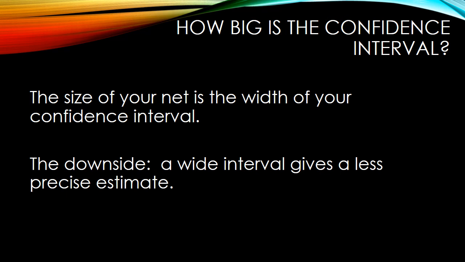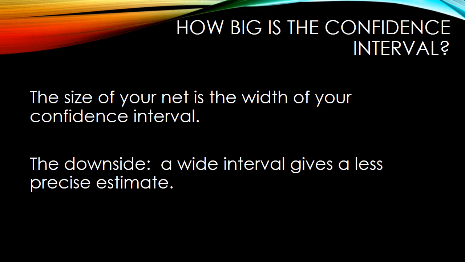Well, how big is the confidence interval? That's the size of the net that you're using, if you like, in your butterfly example. A big wide net has the advantage of having a good chance of capturing the butterfly. A big wide interval has a good chance of capturing the population parameter that you want. But the downside is, it's a wide interval, and so it gives you a less precise estimate of the quantity you're interested in. Imagine it this way.